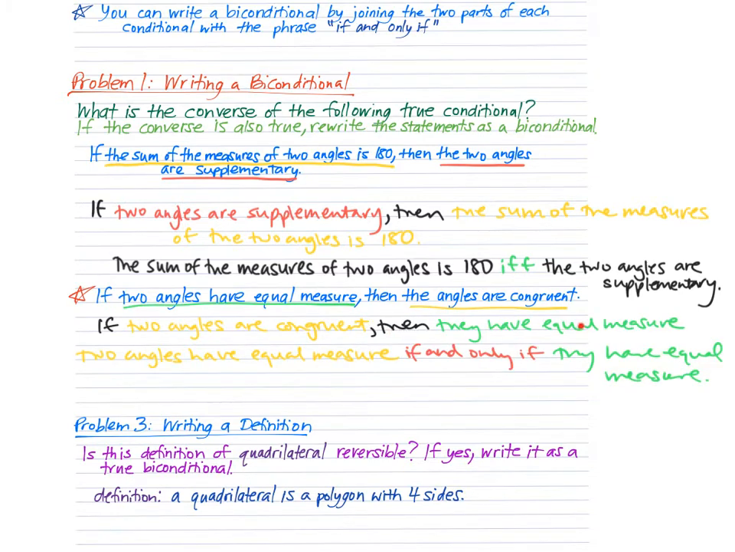Okay, so here's the converse. If two angles are congruent, then they have equal measure. This is true, and this is true. The conditional is true, the converse is true, so we can write it as a biconditional. We can write, two angles have equal measure if and only if... no, I did it wrong. Sorry. Yellow actually was two angles are congruent. There we go. Two angles are congruent if and only if they have equal measure. You could also write, two angles have equal measure if and only if they are congruent. Okay?